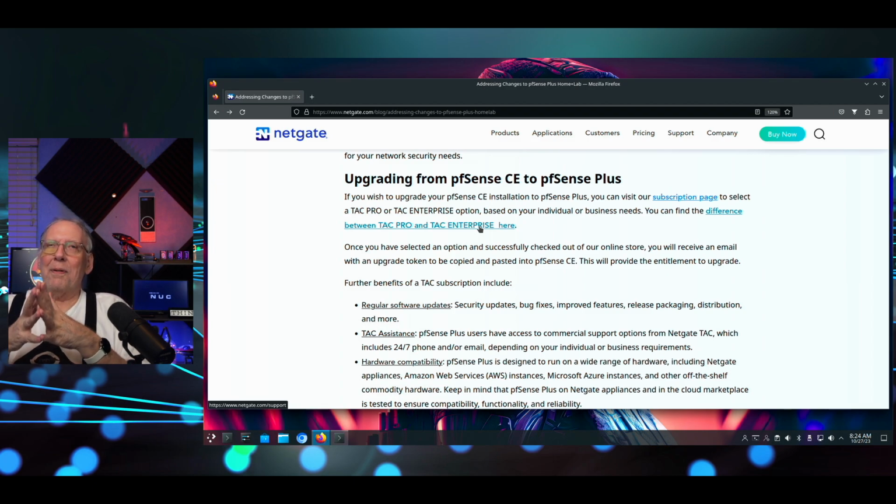So I have a few concerns about pfSense CE. First of all, what's to stop them from doing this again down the road, where they just decide, well, I guess we don't need CE anymore. We'll just get rid of it. There's nothing to stop them from doing that. They could easily say, okay, if you want pfSense, it's $400 a year. Take it or leave it.